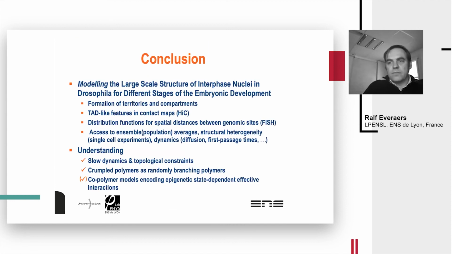So in conclusion, what I've shown you is modeling of the large-scale structure of interphase nuclei. And what comes out of the modeling, I think reasonably well, is territories, compartments, TAD-like features in contact maps. Of course, there are more things that we can measure and have measured than I can talk about now. In terms of understanding, I put a little tick mark behind slow dynamics, topological constraints and crumpled polymers, because that's sort of what I like.